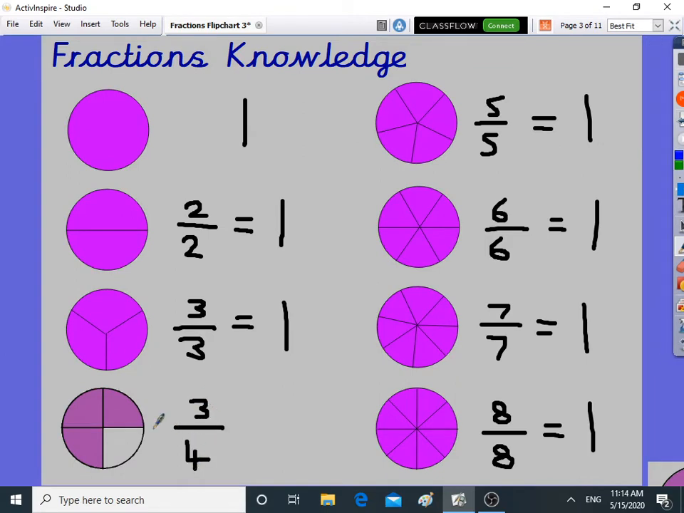And 3/4 is not 1. So I can't write equals 1 anymore. 3/4 is smaller than 1, isn't it? Because there's less shaded in than the whole one. So 3/4 is smaller than one whole one.